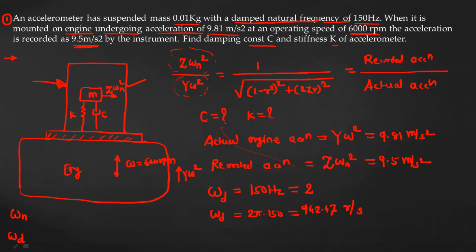And the operating speed is given for the engine. Okay, so this operating speed is nothing but the RPM. From this, we can get the external frequency. So omega is equal to 2 pi into n divided by 60. Okay. So this is 2 pi into 6000 upon 60, which is equal to 628.3 radian per second. Okay.